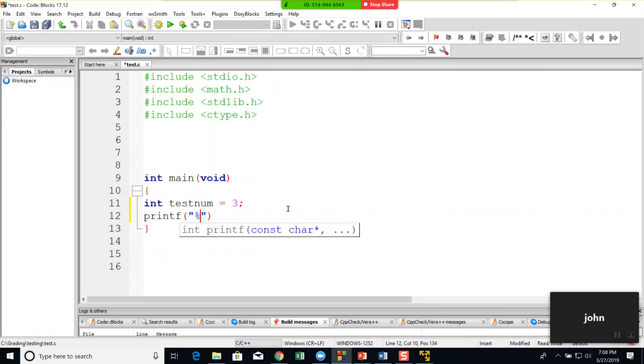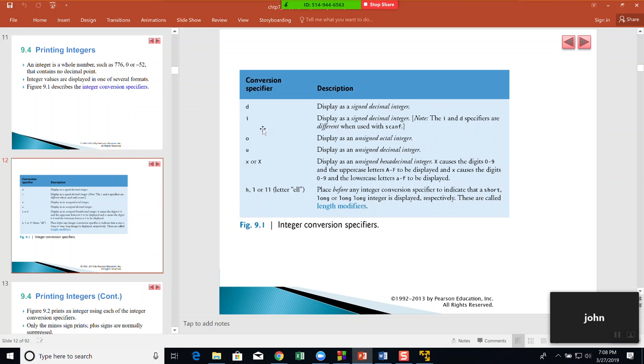Do printf %d\n, and then my test num. That we've seen already. Just prints 3. We've got %i, display as a signed decimal integer. Note the i and d specifiers are different when used with scanf. So that won't do us any good in showing it in printf.